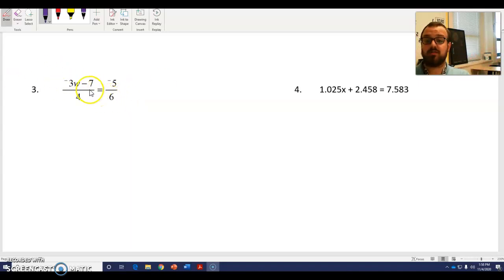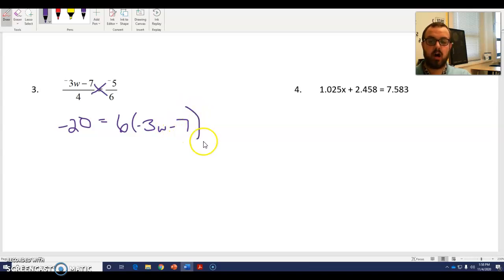One of the things that we can do is do what's called the cross multiplication. Mr. Guy, what's cross multiplication? Basically, you draw a little x in the middle of your problem, and you multiply across the lines. So 4 times -5, that gives me -20. And then on the other side, I'm going to have 6 times -3w minus 7. And the cross multiplication will automatically get you to a point where you don't have fractions anymore, and you can go ahead and solve it like normal.